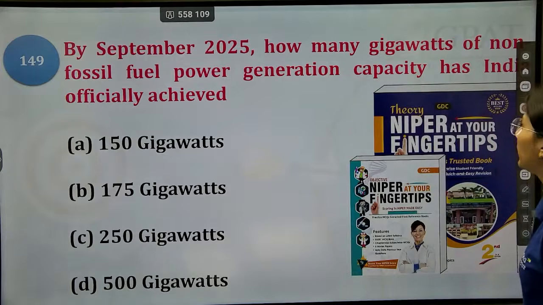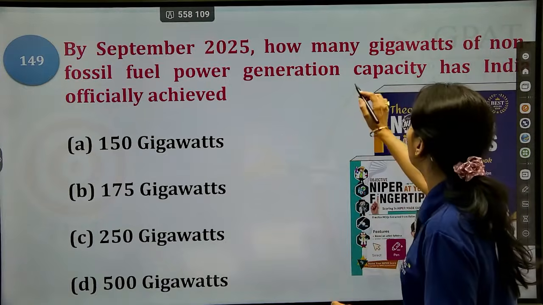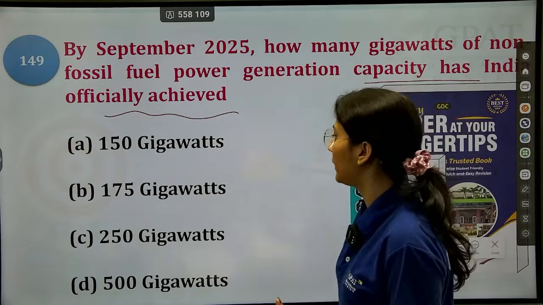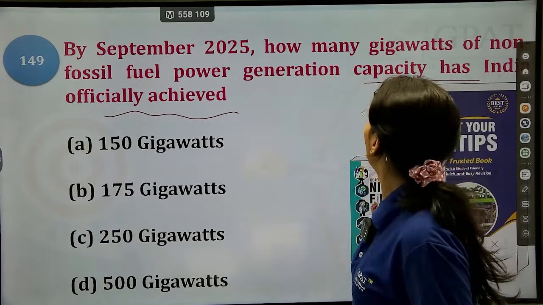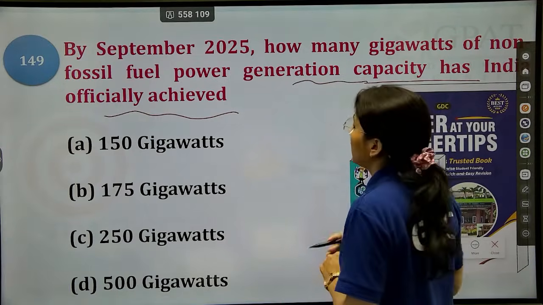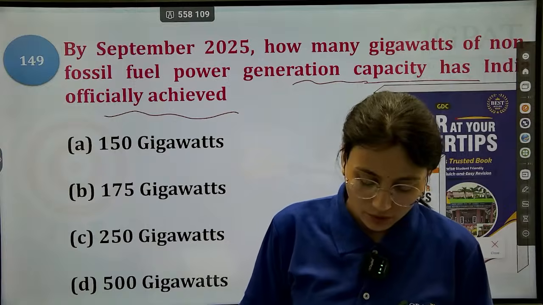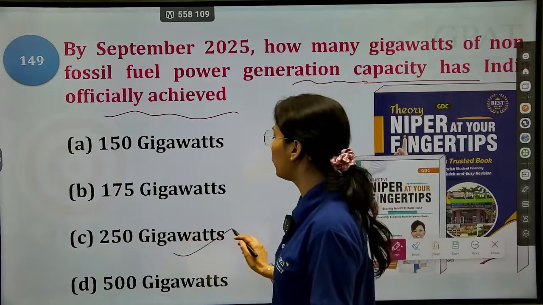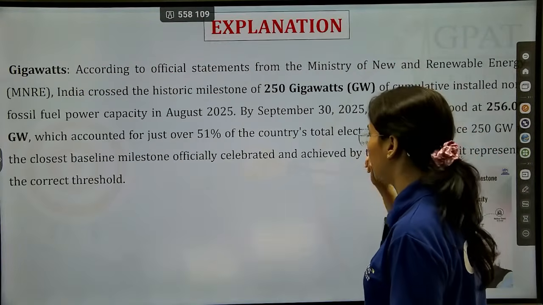By September 2025, how many gigawatts of non-fossil fuel power generation capacity has India officially achieved? 150 gigawatts, 175, 250, 500. How much has India officially achieved? That is 250 gigawatts. Now move to the next, question number 150.